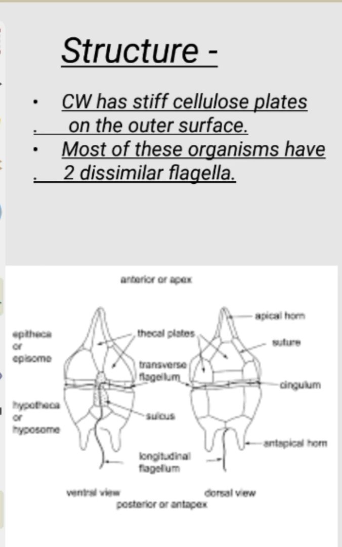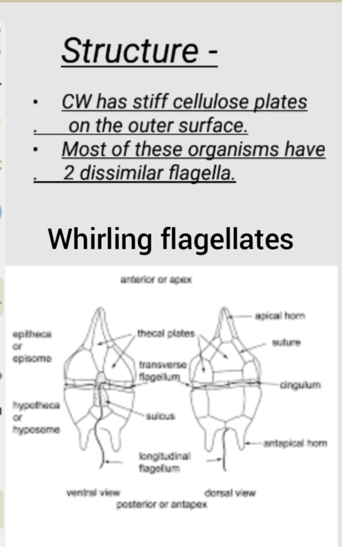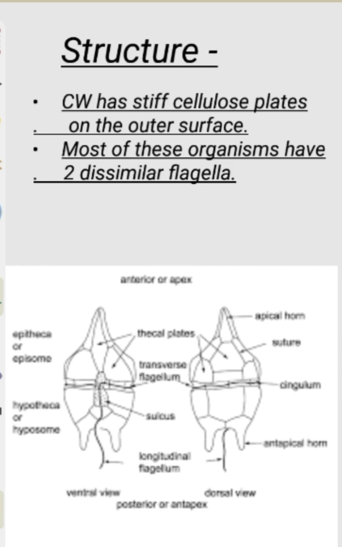Then the other striking characteristic of these dinoflagellates is that these organisms have two dissimilar flagella. This is what has given the name dinoflagellates, because they have two flagella; these organisms are also called whirling flagellates. Now, let's see why they are so called. Let's look at the ventral view in the figure, because both the flagella arise from the ventral side. There are two flagella present.